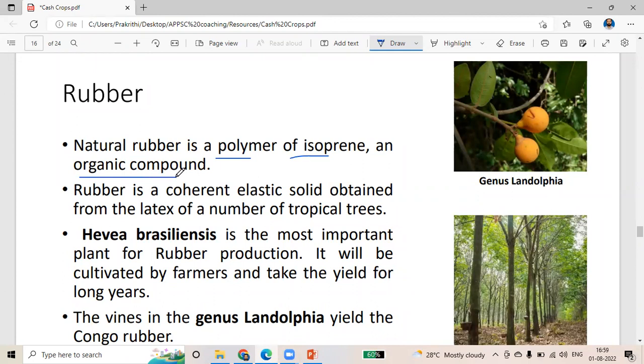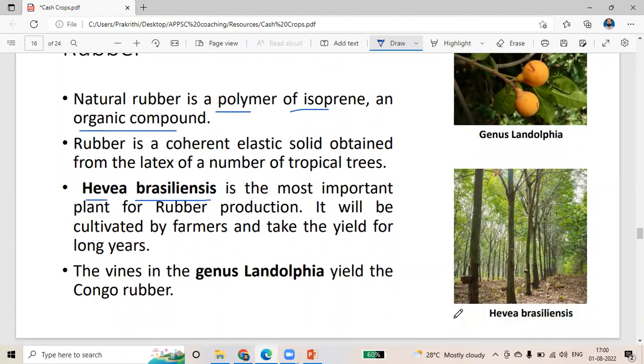From where is this rubber obtained? Mainly from Hevea brasiliensis, that is the biological name of the rubber plant. From the latex of this tropical tree, we are producing rubber. But there are some other trees too. This is actually Hevea brasiliensis.